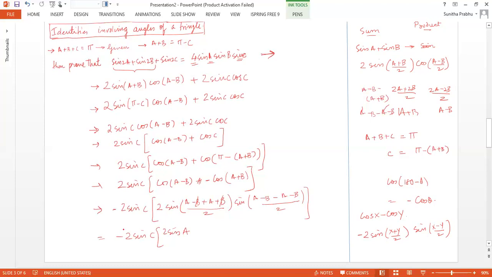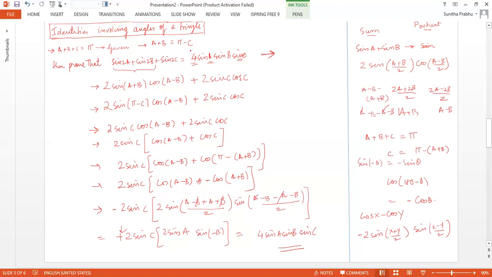Very good. This somehow has to go off. Sine a minus a, this will go. Minus 2b by 2 means sine of minus b. We know that sine of minus theta is minus sine theta. Correct? So we can take this minus out, convert this into a plus. Then we get 2 into 2, 4 sine A sine B sine C.